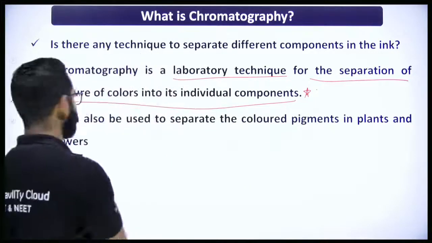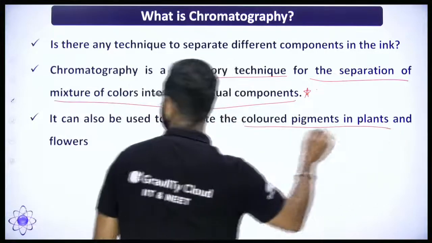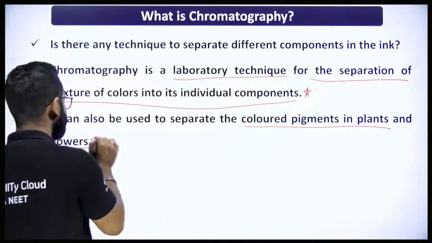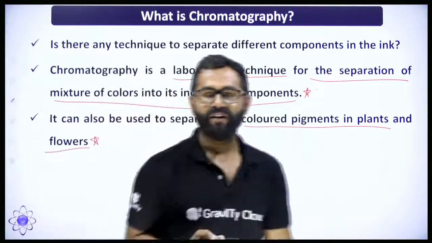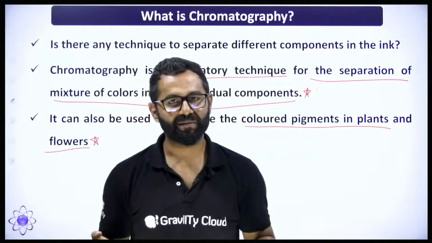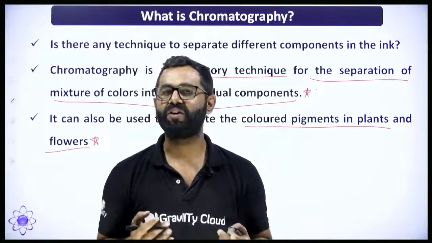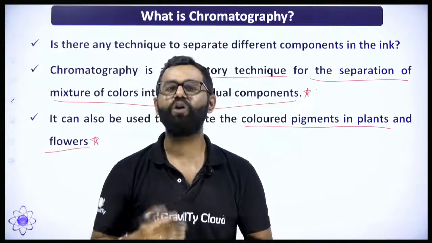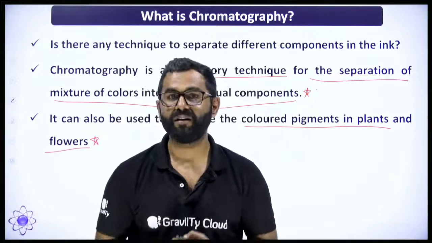And because of this chromatography method, we can easily separate the colored pigments in plants and flowers. Easily. Now we know a rose is red in color, and jasmine also has a color. So how do we separate the colors of these plants? How?